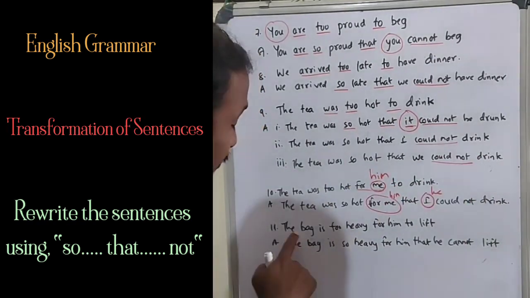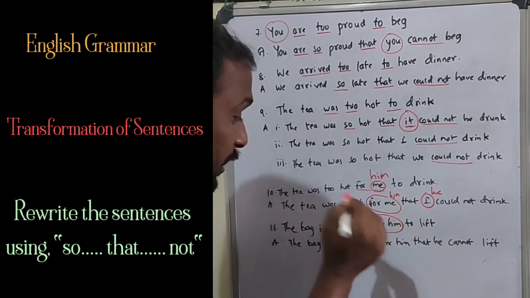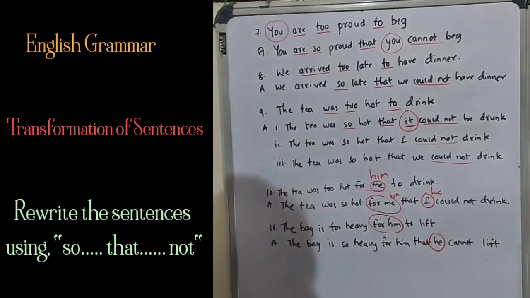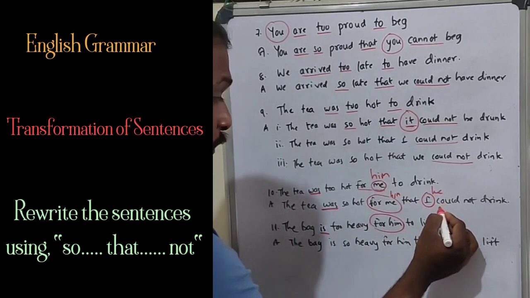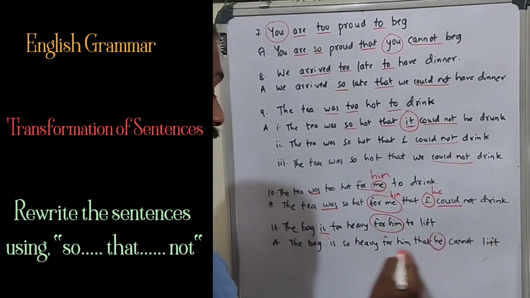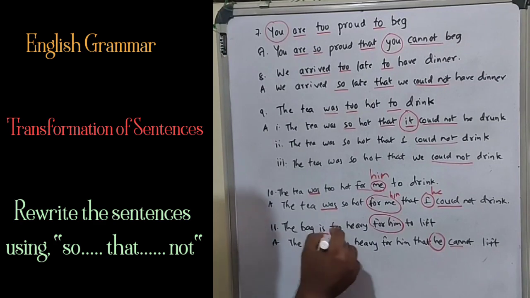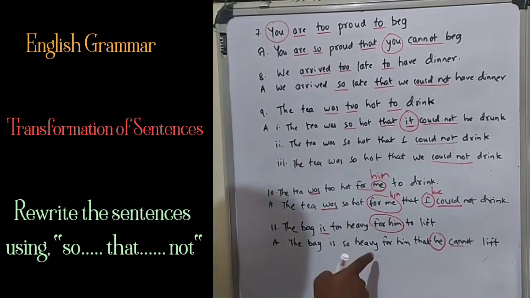Got the point? Finally, see, the bag is too heavy for him. Look at this, for him. So you must write only one option, that is "he." This is present tense, whereas the earlier one was past tense, so we used "could." As it is present tense, you write "can." See, "too" becomes "so," you know very well. The bag is so heavy for him.